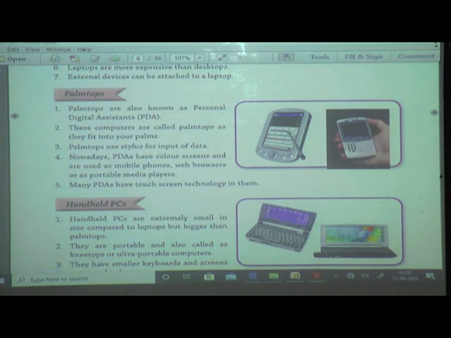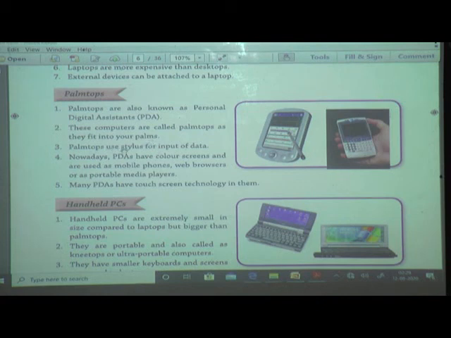Understand why it is called a palmtop? It fits only in one palm. That's why it is called a palmtop. Palmtops are also known as personal digital assistants, PDA. These computers are called palmtops as they fit into our palm. That's why this type of computer is called a palmtop.